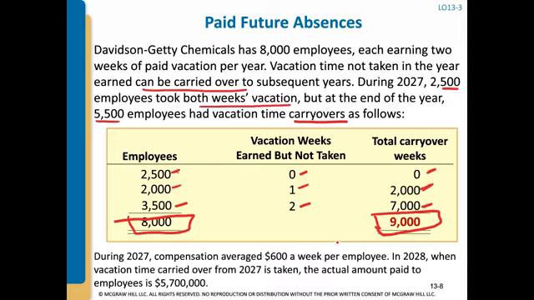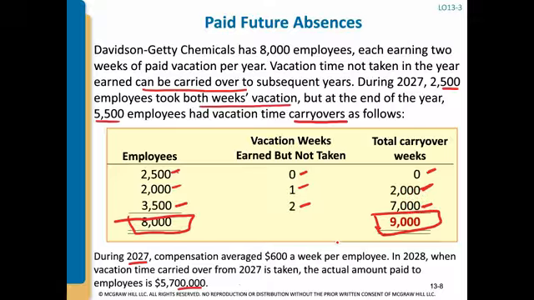The problem further tells us that during 2027, which is what all this information is about, the compensation averaged $600 a week per employee. However, in 2028, when vacation time carried over from 2027 is taken, the actual amount paid to employees is $5,700. Let's work through this piece by piece because there's a lot of information in this problem.